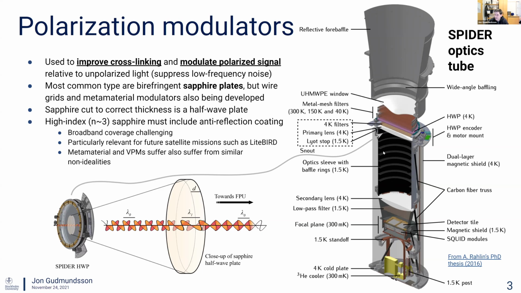This is a rendering of the SPIDER optics, which is quite similar to the proposed baseline LiteBIRD refractor designs: two lenses, a secondary lens and a primary lens. And the half-wave plate in our case is placed just in front of the primary lens over here.